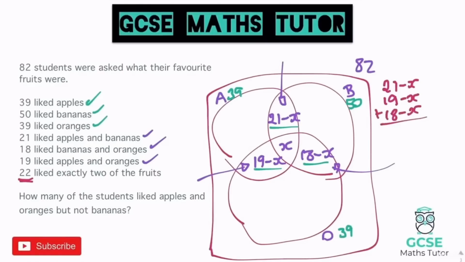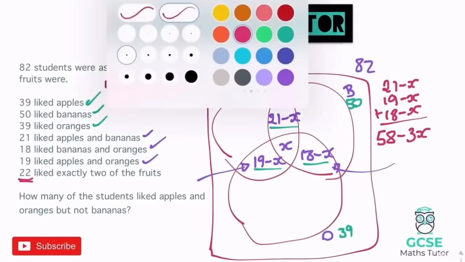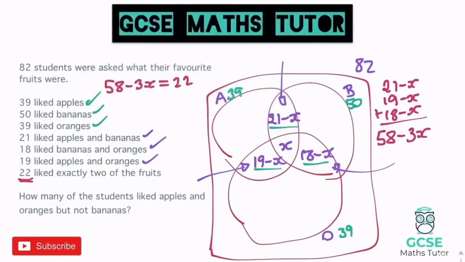So 18 plus 19 plus 21 gives us a total of 58. So we have 58 minus 3x. So actually we can create a bit of an equation here. I'm running out of space a little bit, so I'm going to do it over here. We have this equation, 58 minus 3x, and it has to equal 22 people. So actually we can just go about solving this now. We can rearrange it if we like, but I'm just going to minus 58 from both sides.